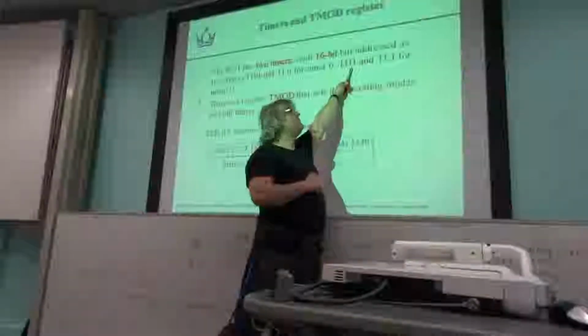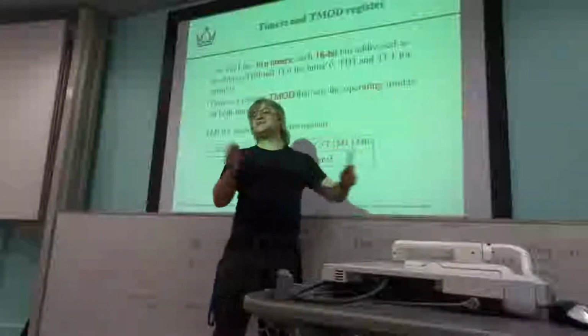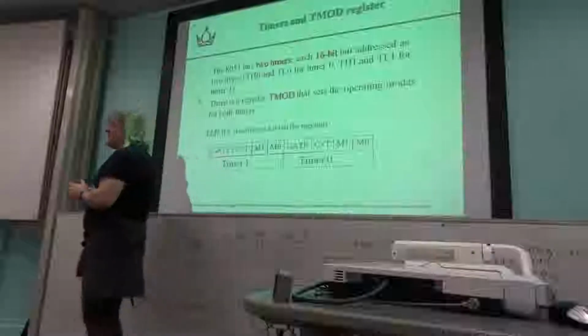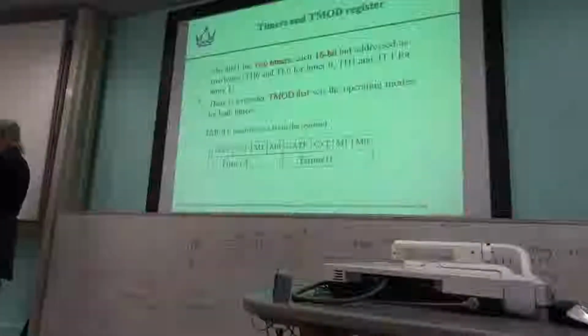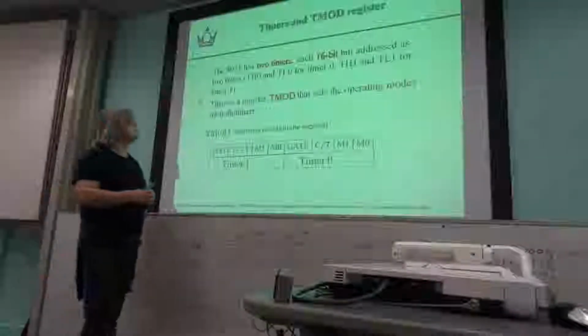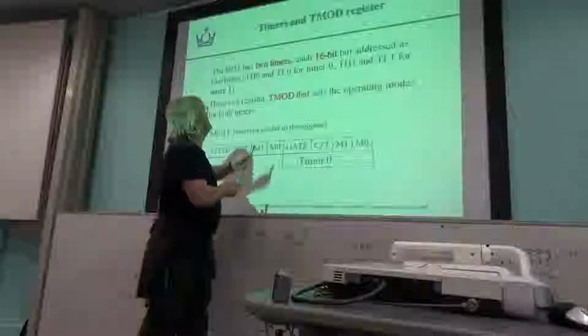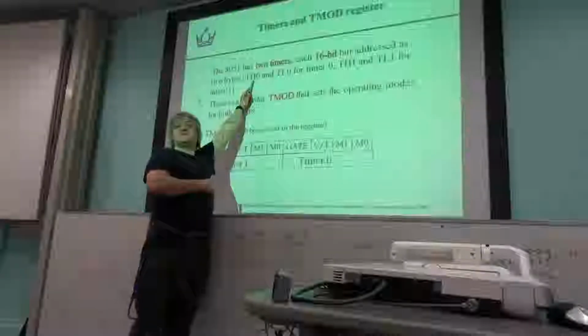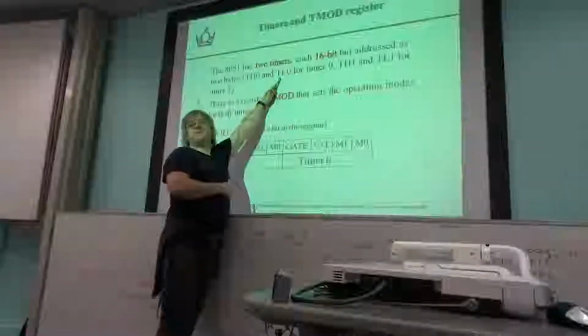of timer 1. Timer low 1 is the lower byte of timer 1, because remember timer 1 is 16 bits, but it's identified by those two 8-bit blocks. And similarly for timer 0, that's the upper 8 bits of timer 0, and that's the lower 8 bits of timer 0.